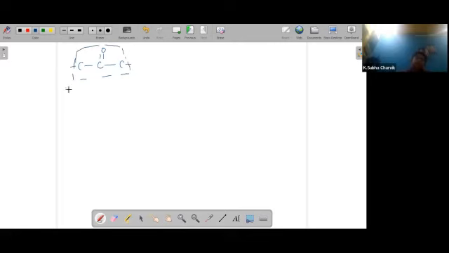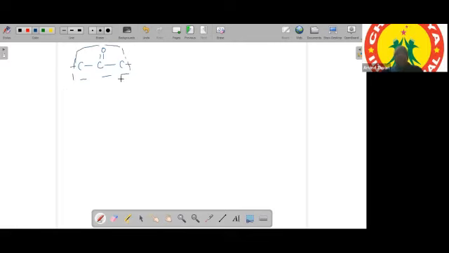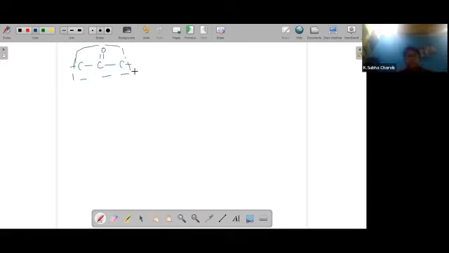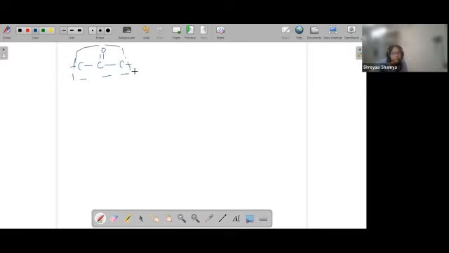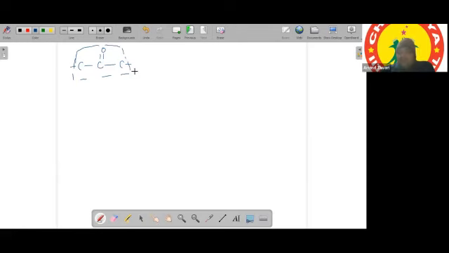For the simplest ketone, there have to be at least three carbons. You cannot form a ketone with fewer than three carbons. If you try to form it with two carbons, you will not be able to.